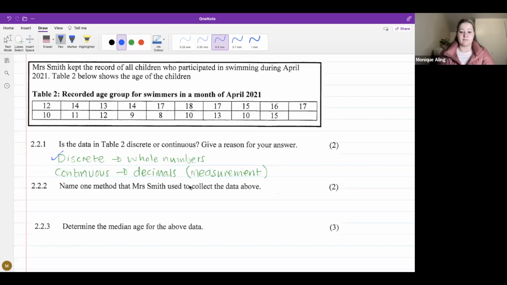Mihle said a survey. That's one way, but do you think she did a survey? Nompumelelo, we've started the lesson. Okay, so we know survey questionnaire is one way to collect data. Interview is another way. Interview, survey, questionnaire.